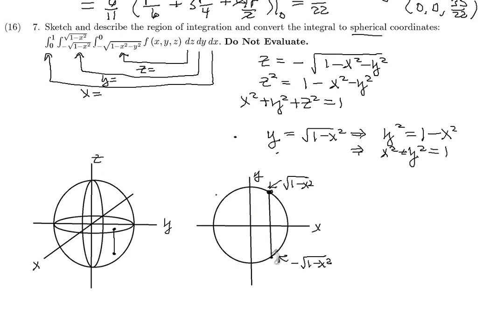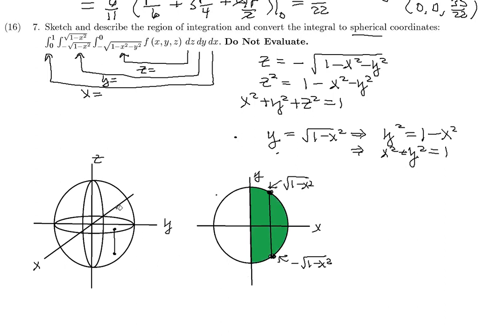Lower endpoint is negative root 1 minus x squared. Upper endpoint is root 1 minus x squared. And that's what we've got here. Let the segment sweep from 0 to 1. Okay, so that segment is going to sweep from x equals 0 out to x equals 1, which is the right half of the circle there. So our domain of integration, the two-dimensional domain of integration, is going to be the right half of the circle.